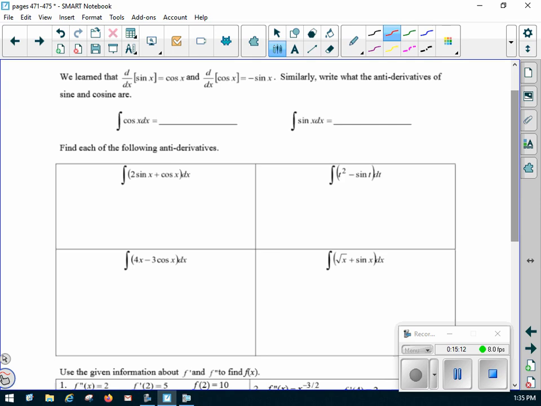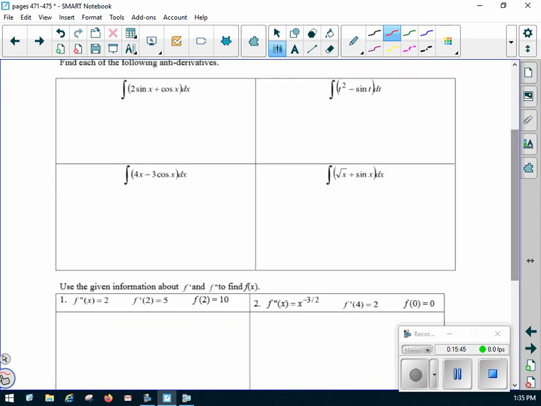Because is the derivative of sine x equal to cosine x? Yes. What did you forget? Plus c. Is it cosine x or negative cosine x? Negative cosine x. What's the derivative of cosine x? Negative sine x. With this negative, it will be positive, so there's my positive sine x. Good. All right, let's run them.